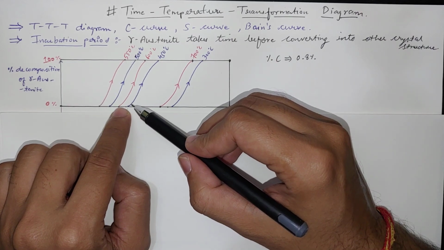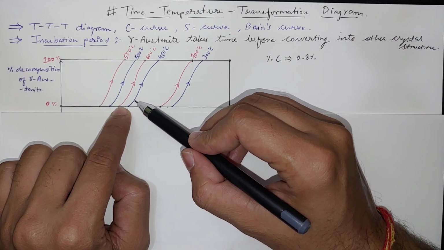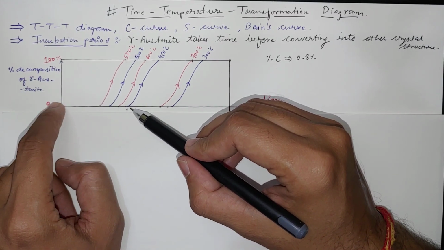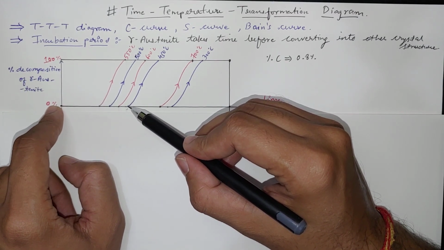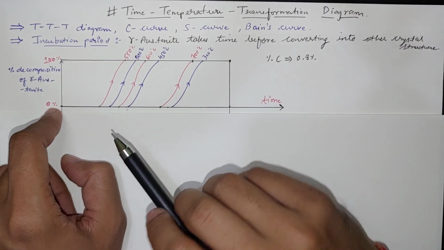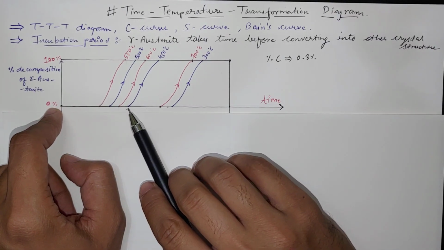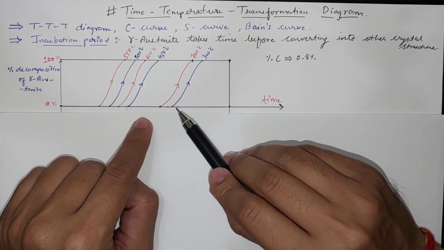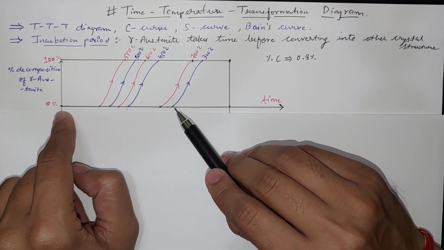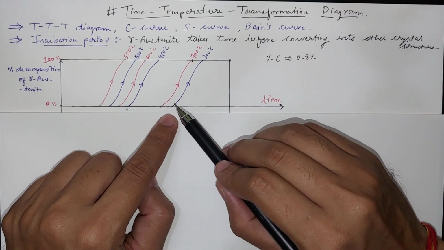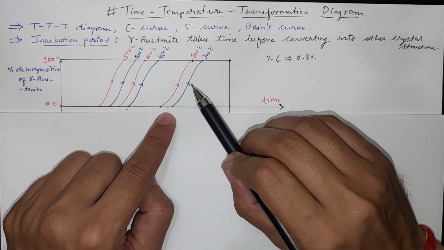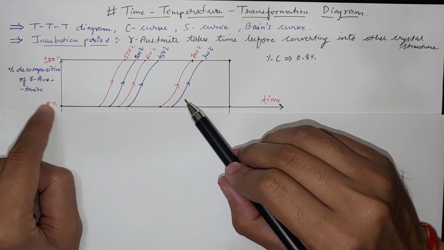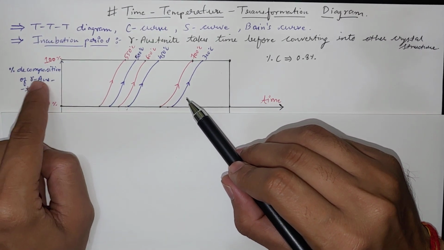So at a 450 degrees Celsius environment, if we keep our material in that, then the incubation period increases, where gamma austenite starts to decompose at a much later time than at 550 degrees Celsius. And if you further reduce the temperature to 300 degrees Celsius, the incubation period further increases, and it even crosses that of 700 degrees Celsius. So these are the curves where, at constant temperature, we convert from 0% to 100% decomposition of gamma austenite.